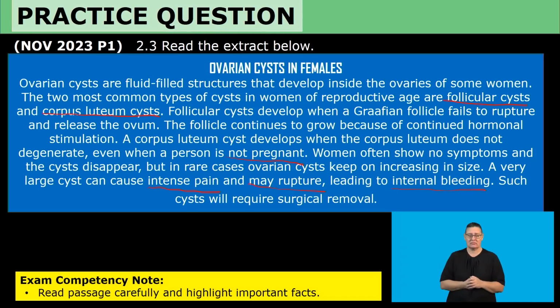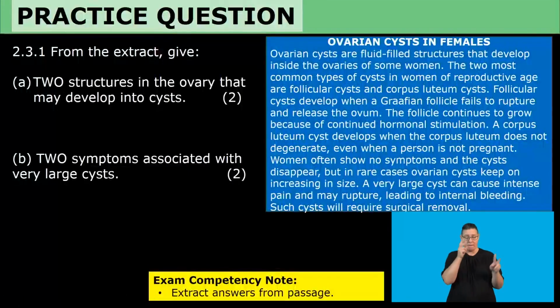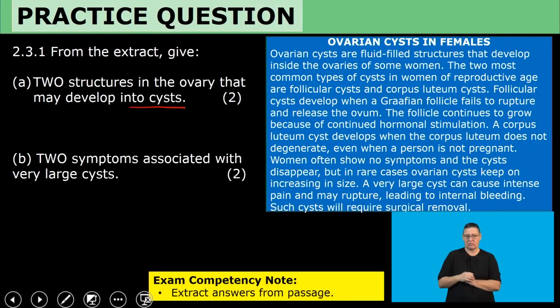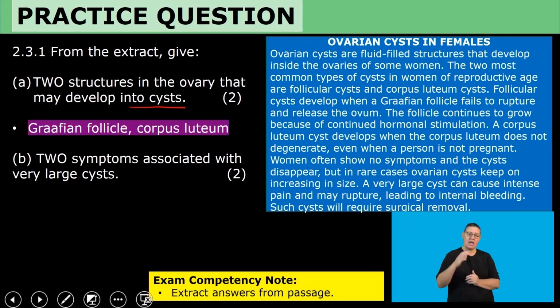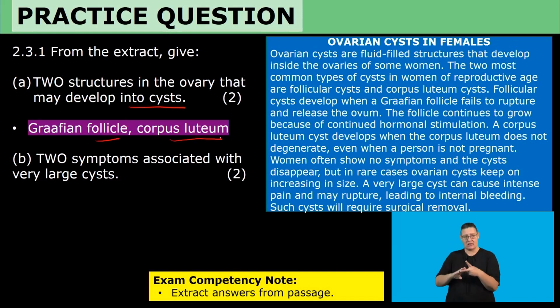Such a fleshy story. You read and you start to understand, okay, we're talking about follicular cysts here, we're talking about ovarian cysts. What is happening between the two? 231. From the extract, give two structures in the ovary that may develop into cysts. Two structures. We're not talking about the cysts, but the structures. One is Graafian follicle, and the other one is corpus luteum.